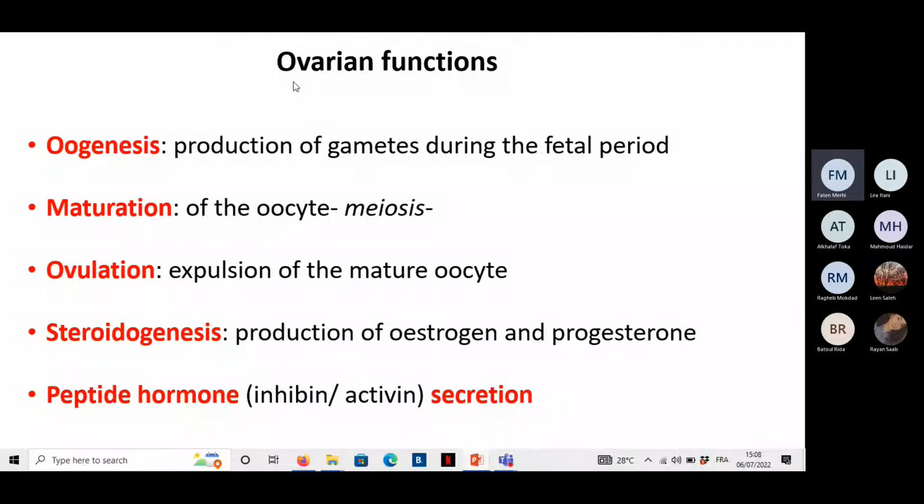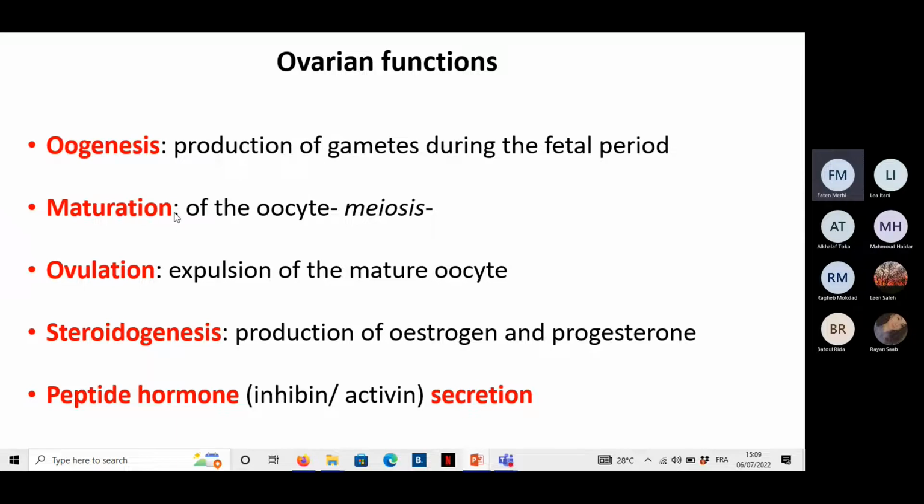So what are the functions of the ovary? In the ovary occurs the oogenesis, as you remember, which is the production of gametes during the fetal period. Now, those gametes are produced during the fetal period, but we have also their maturation in the ovaries, and this maturation will happen only after puberty.